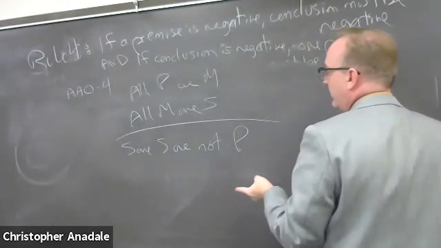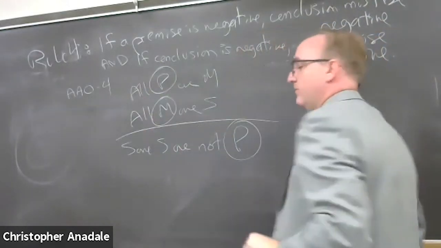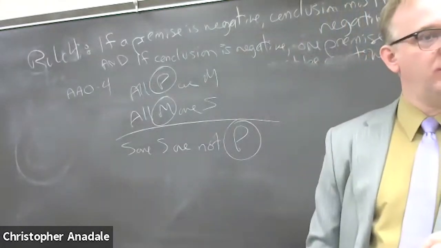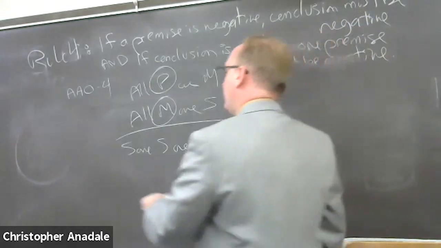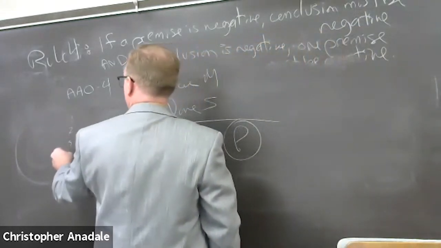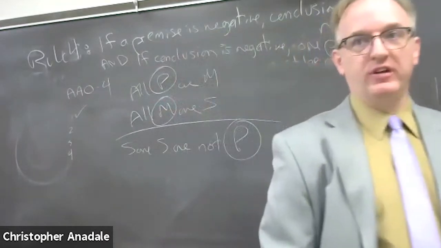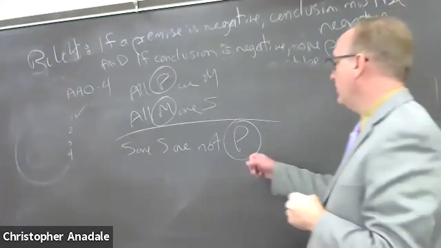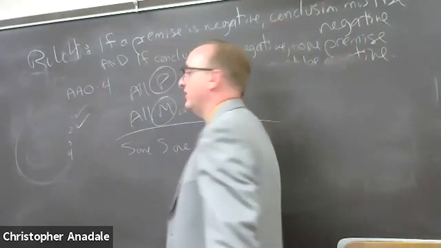Rule 1, is M distributed at least once? I circle all my distributed terms. In A, it's the subject term. In the O, it's the predicate term. Is M distributed? Here's the way I do it. Rule 1, check, M is circled at least once. Rule 2, what's circled in the conclusion? Is it matched in the premise? Yes, it is. Check.